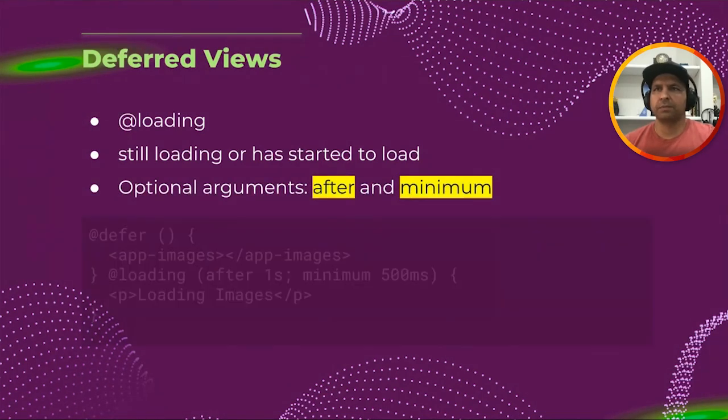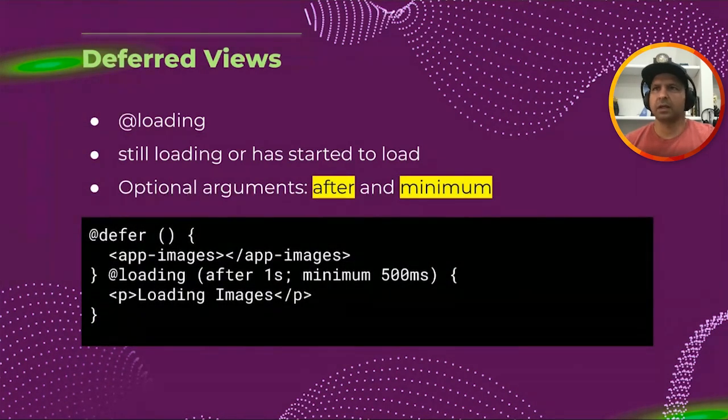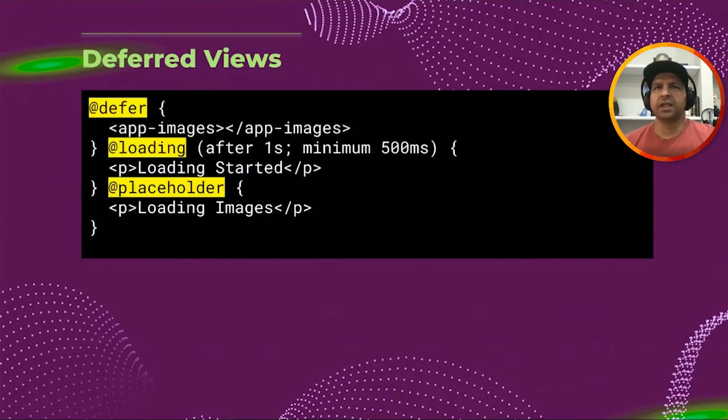So here we're telling the block to wait at least 1 second before displaying the loading content and show it for at least 500 milliseconds. This is also usually done to avoid any flickering, right? Sometimes your content is loaded too quickly and you see a flicker. So this kind of strategy, I guess, is used when you want to avoid that. And at the end, you can also use both, right? You can use the loading and the placeholder together if you wanted to.